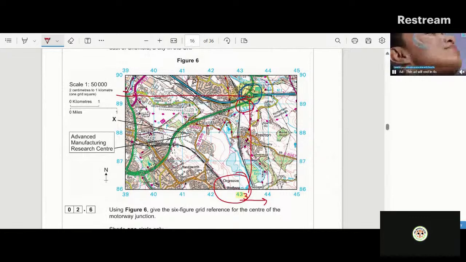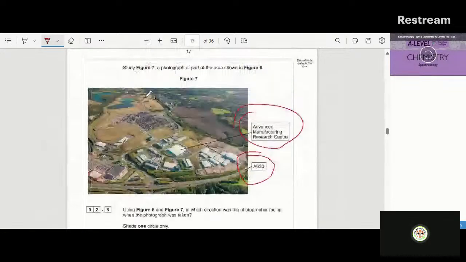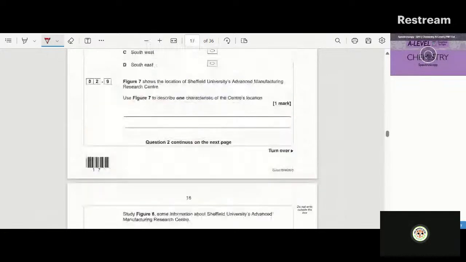But the answer is southeast. So not too sure about this one, but I don't think this question is likely to come up again. But it's very odd. It's fine. We'll move on to the next one.